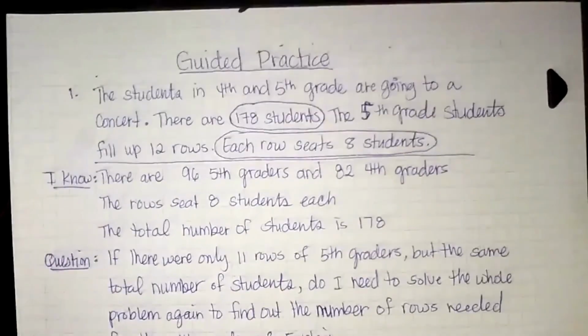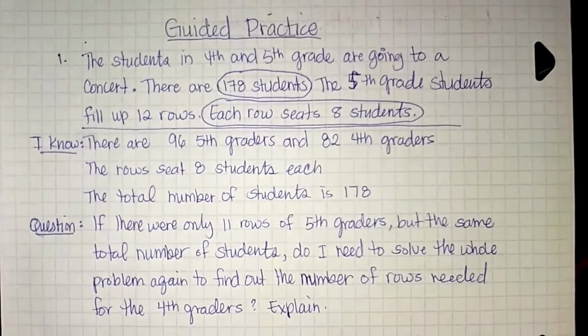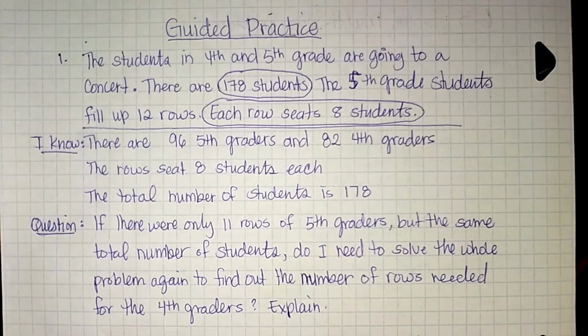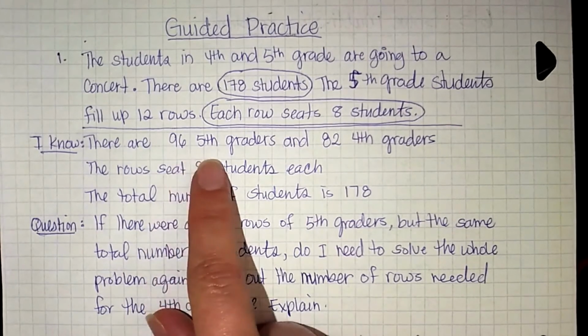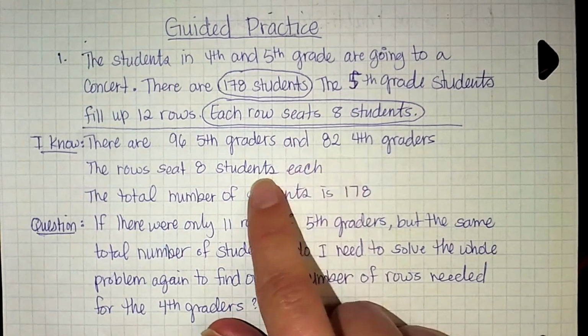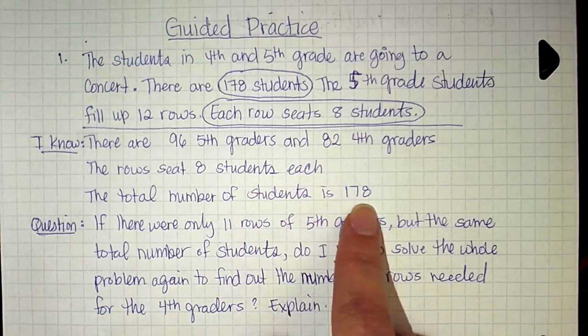Now for your guided practice, we're going to go over your questions one at a time. Now we know that the students in 4th and 5th grade are going to a concert, and there's 178 students. The 5th graders we knew originally filled up 12 rows, and each row seats 8 students. So I know that there were 96 5th graders, and we found out that there were 82 4th graders. The rows seat 8 students in each, and the total number of students is 178.